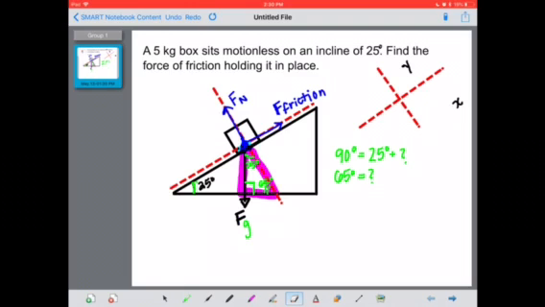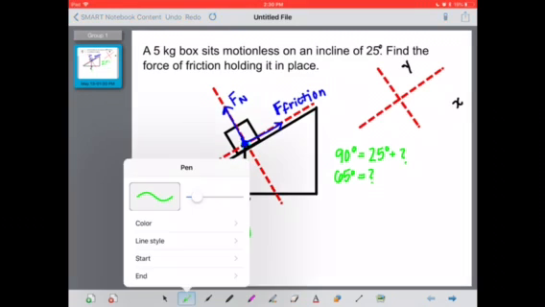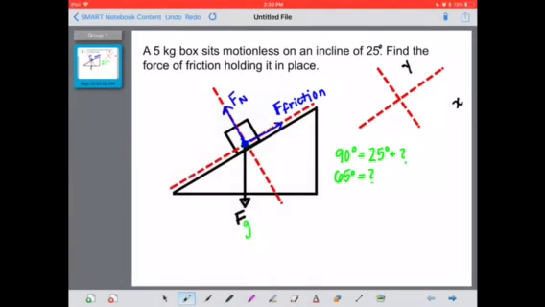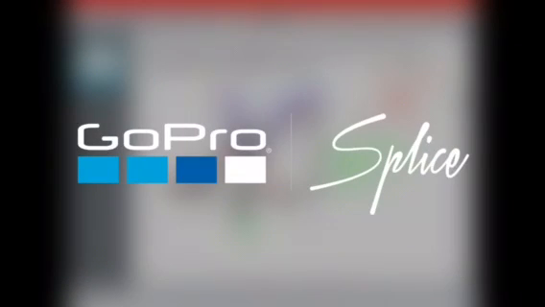Either method that you choose to use is totally up to you. Whatever makes more sense in your brain, I would suggest going with. But if you know the angle of your incline, you definitely know that the angle between your force of gravity and the vertical axis, the y-axis, will always be the same. And the angle between your force of gravity and the horizontal axis, x, will always be the complement of the angle of your incline.